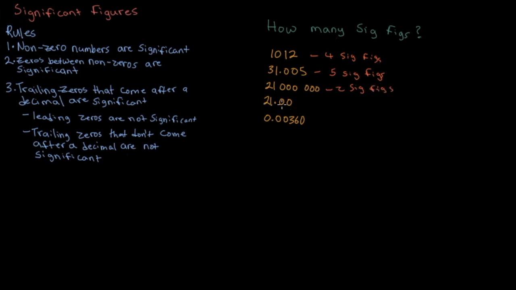Now how about this one? We have a similar looking number except there's a decimal here. Well, according to this rule here, trailing zeros that come after a decimal are significant. So these 2 numbers are significant, and these 2 are also significant because they are non-zero. So that means all 4 of these digits are significant. Therefore, we have 4 significant figures.